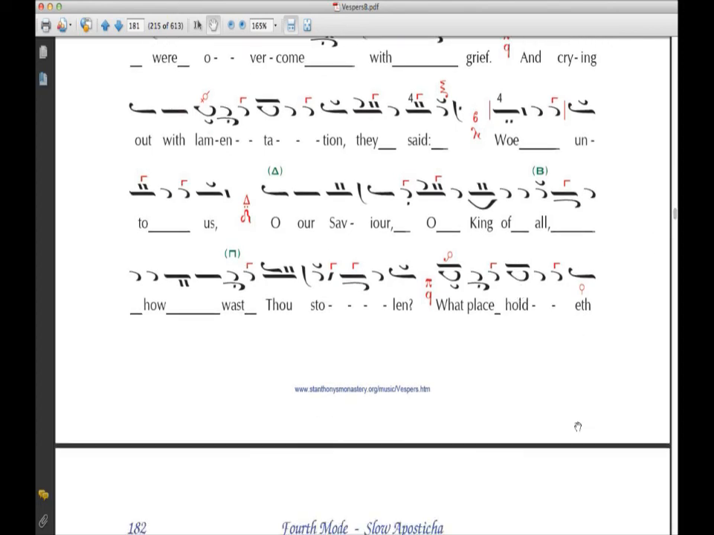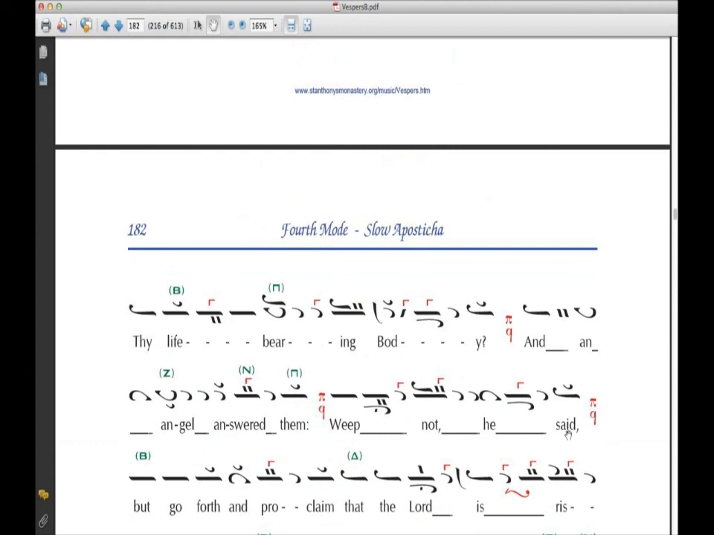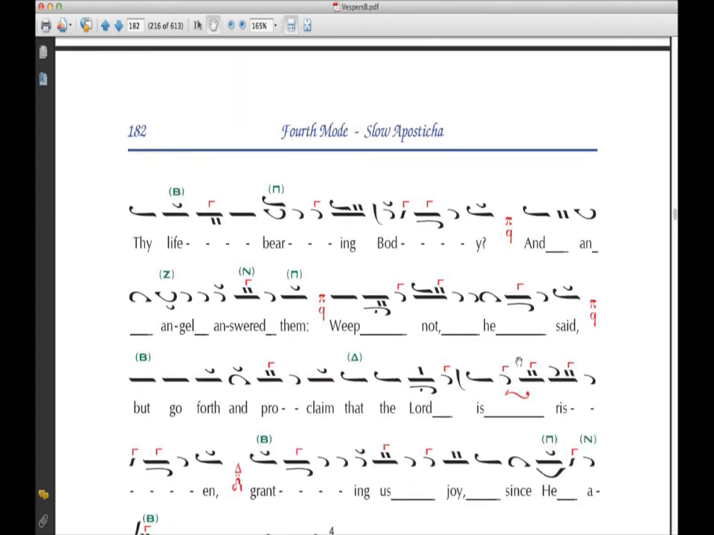Sure. I'm not really sure. On the second page it says, "and an angel answered them, 'Weep not,' he said, 'but go forth and proclaim that the Lord is risen.'" The "he said," I assume that means the angel. Yeah. I always wonder, is the angel saying Christ said this? You know, don't weep, but proclaim that the Lord is risen. Is the angel quoting? Yeah, I don't know. But look at the punctuation. Well, there is none. No, there is the colon.